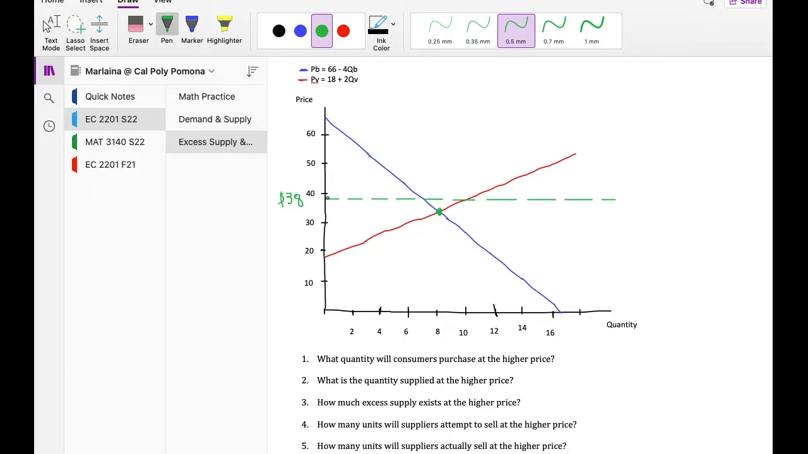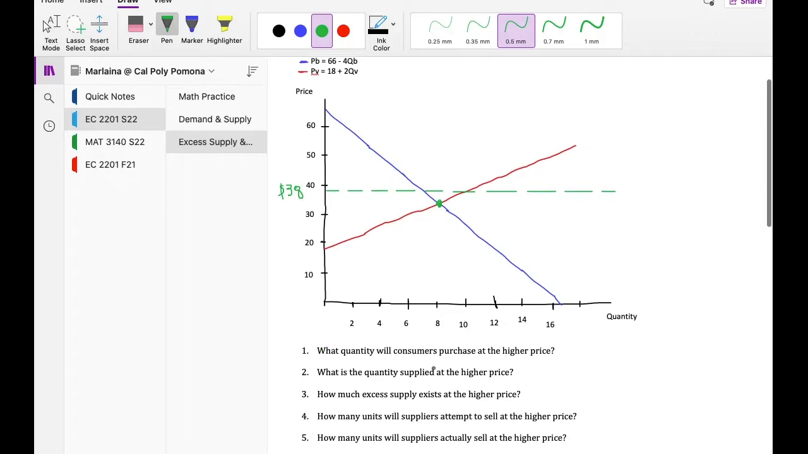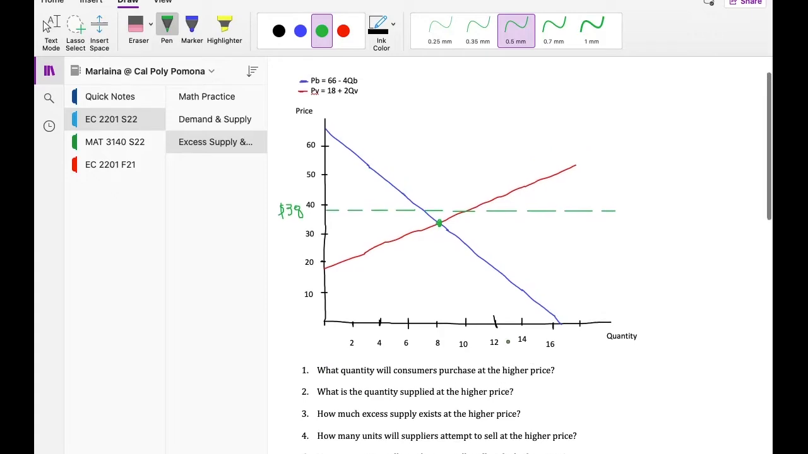what if something is enforcing a price of $38 in this market? So even though this is the equilibrium price down here, that looks like it would be maybe around 35, the price in this market that this good, whatever good it is, is being sold for is going to be $38. So our first question: what quantity will consumers purchase at this higher price?